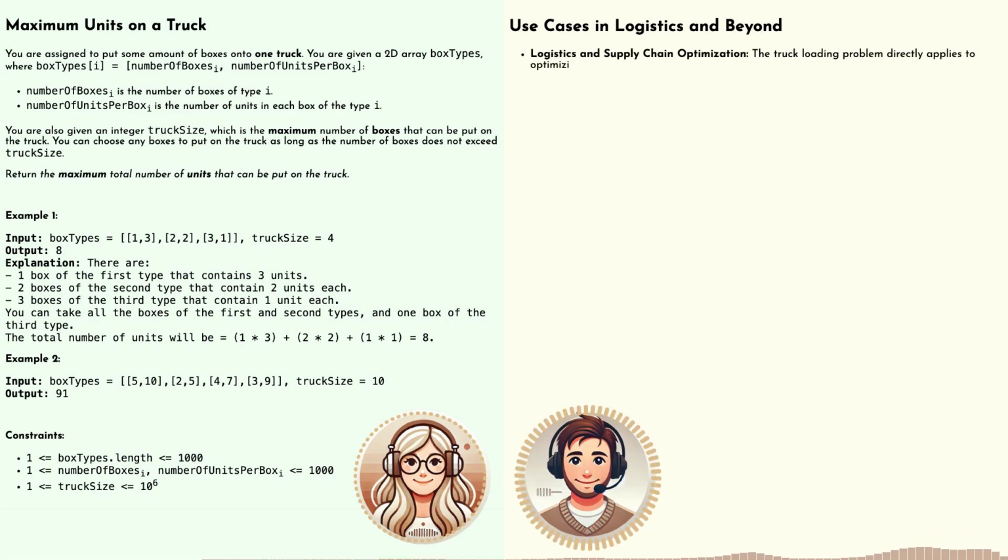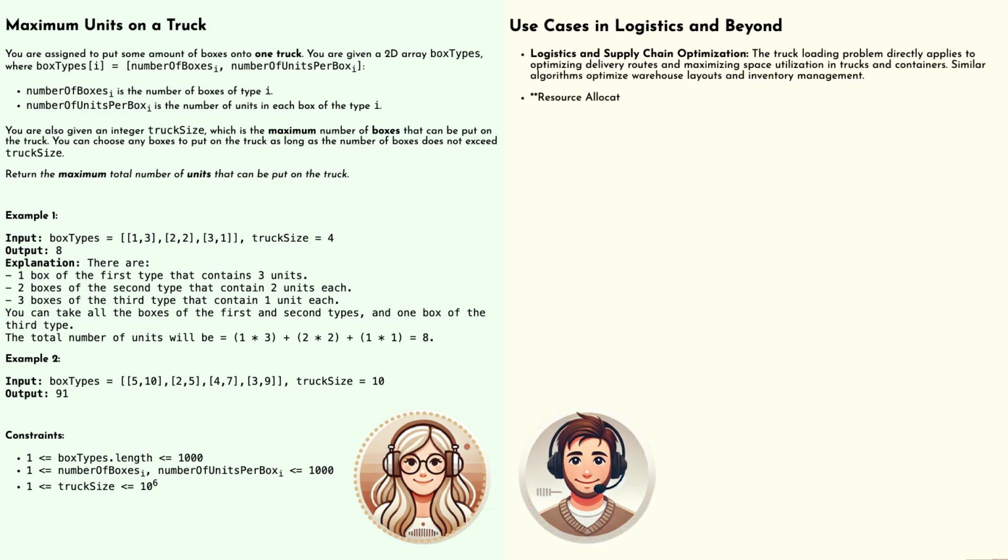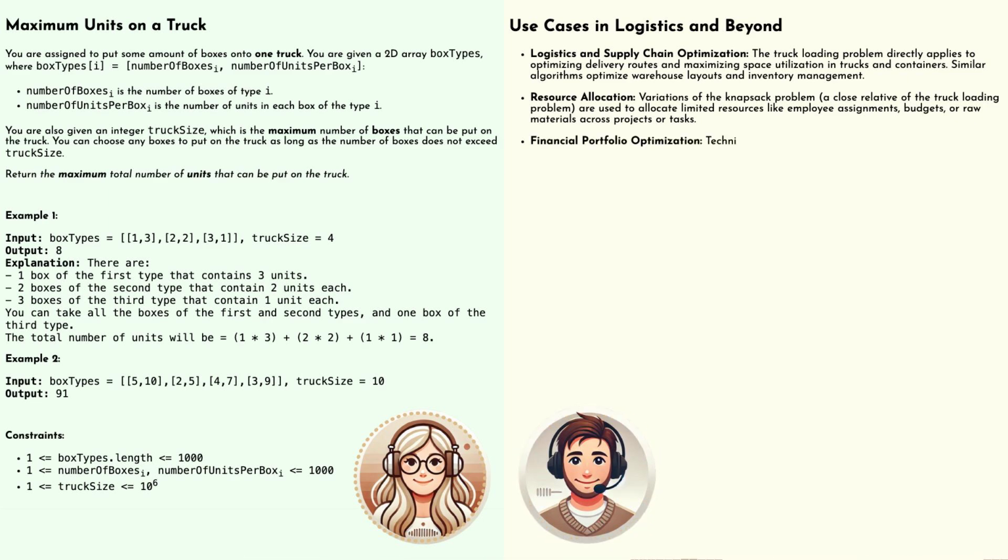We've been exploring how to maximize units on a truck. We've talked about everything from simple sorting to that more complex backtracking approach. Now I'm kind of curious, where are these techniques actually being used out there in the real world?